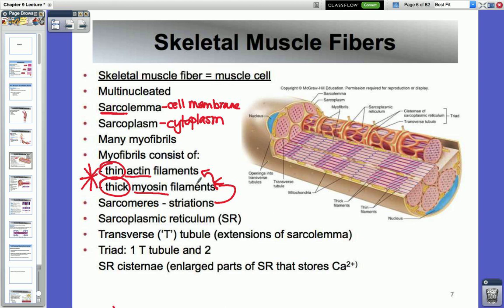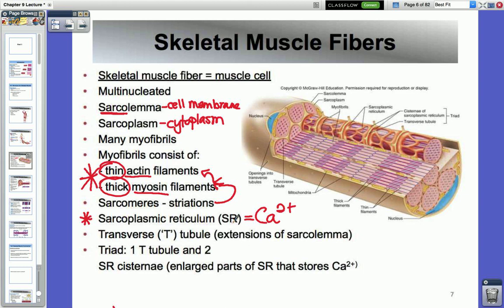Okay. In addition, we have a structure called sarcoplasmic reticulum, also a very, very important structure. The sarcoplasmic reticulum is going to be responsible for the storage of calcium. And calcium is going to be a huge player when it comes to muscle contraction, because if we did not have calcium, then we would not have muscle contraction at all.